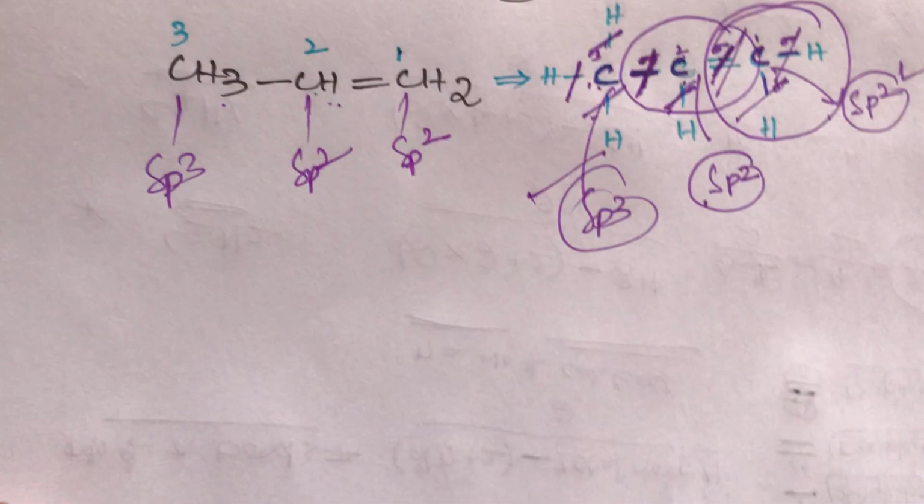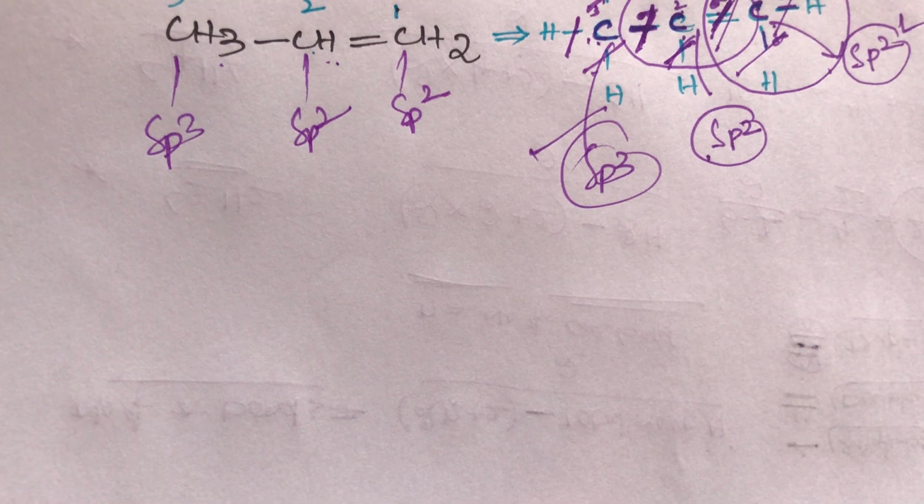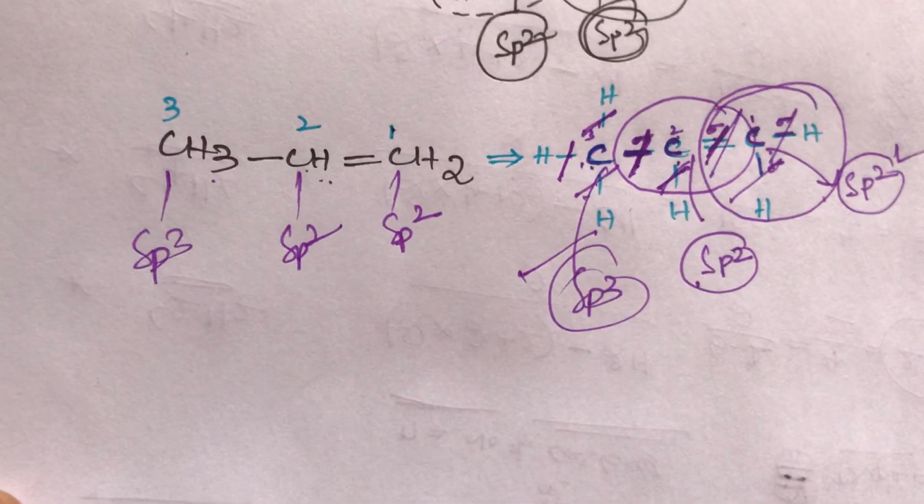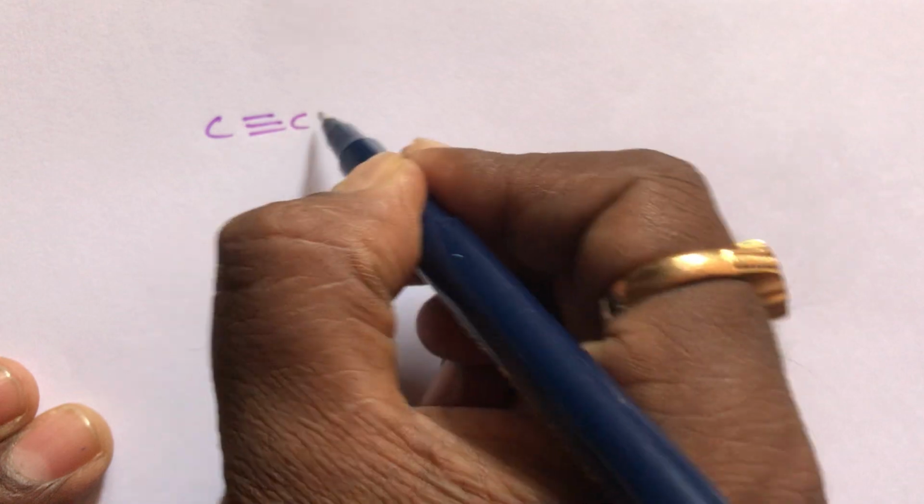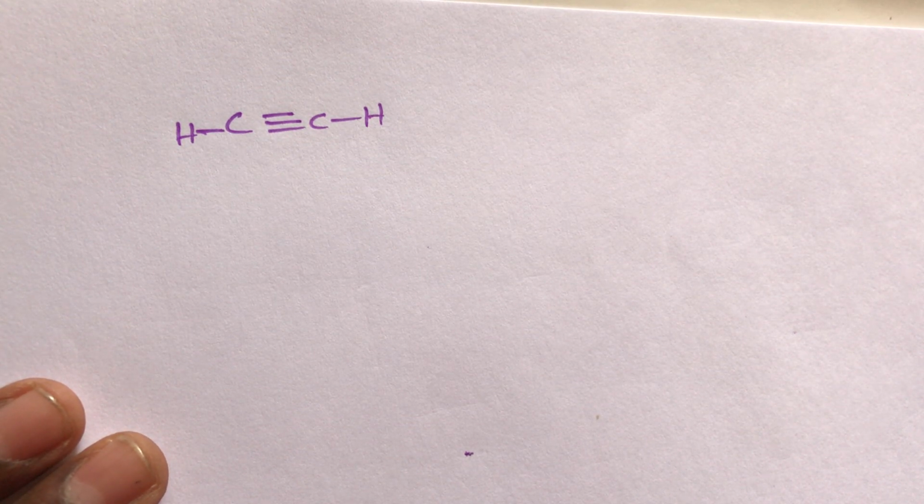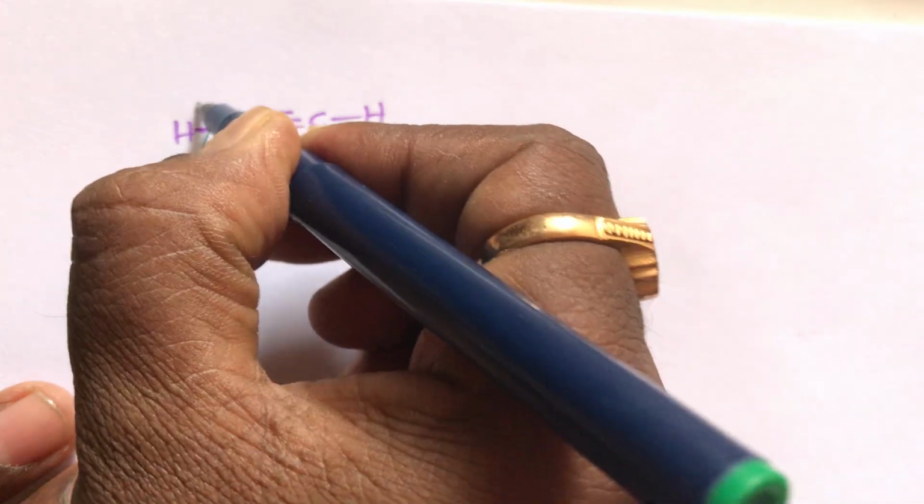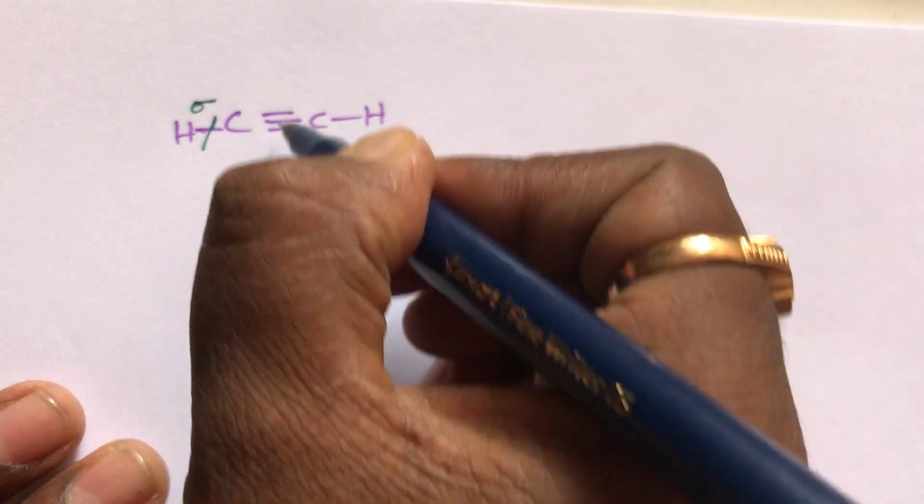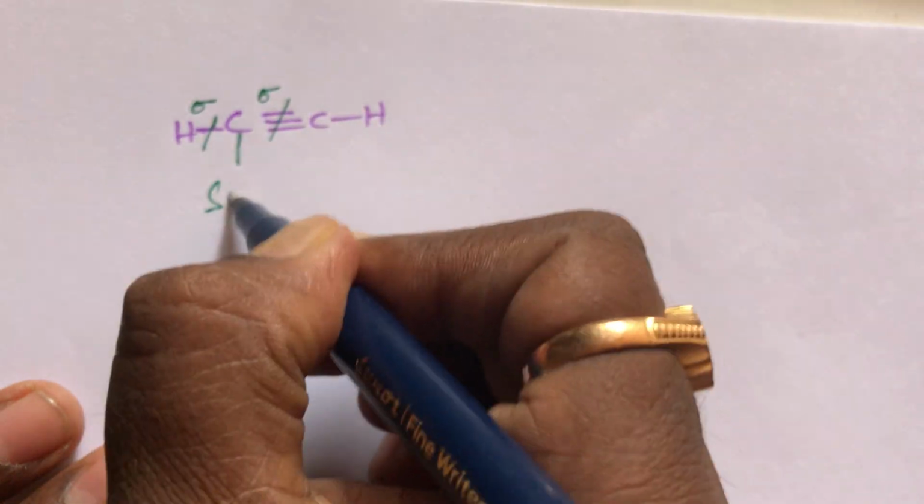hybridization. This is the simple trick, student. Now take one more example, that is an alkyne, CH triple bond CH. In this, find each carbon's hybridization. Here two carbons are there. This carbon surrounding, only two sigma bonds are there, student. Here also one sigma, single bond having only one sigma, triple bond also having only one sigma. So this carbon hybridization is sp.